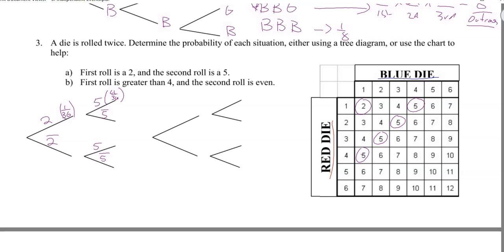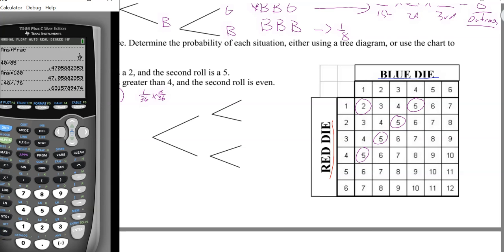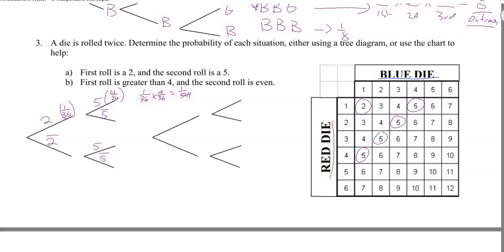So the probability of getting a 2 and then a 5 is 1 out of 36 times 4 out of 36, which is, on the calculator, in brackets, 1 divided by 36. So anybody can do this on any calculator, times 4 divided by 36. Okay, I want to go straight to a fraction, so I'm going to go math, enter, enter. We get 1 out of 324.